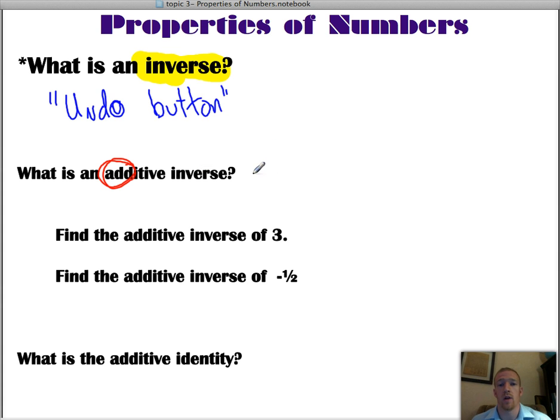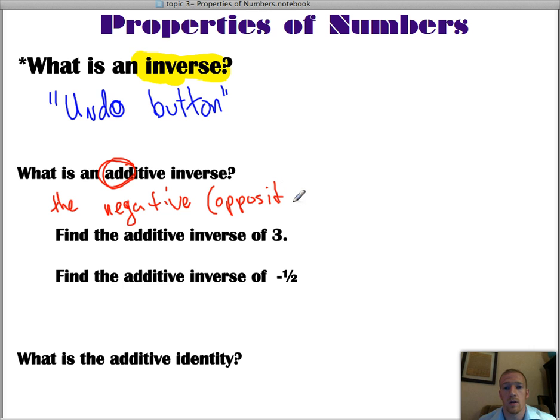It's whatever unadds the number you added before. So it's the negative, and technically it's the opposite sign. Spelling counts, I guess. It's the opposite signed number. So the additive inverse of 3 would be -3, right? If I add 3, then add a -3, I've really done nothing in the end.